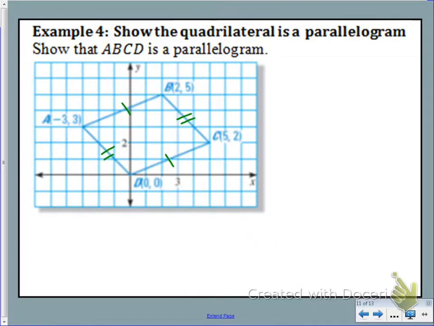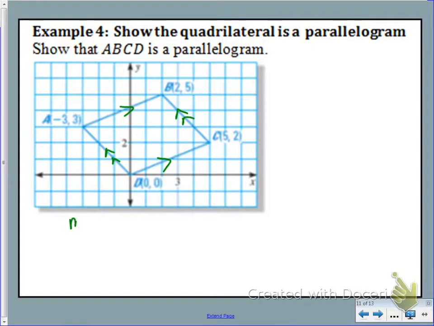Another method I could use is to show that both pairs of opposite sides are parallel. Well, that would imply that they have the same slope. So I would need to calculate the slope of the opposite sides and show that they are the same. That's the method I'm going to use here, but you could use whatever method you'd like. Keep in mind slope is rise over run.